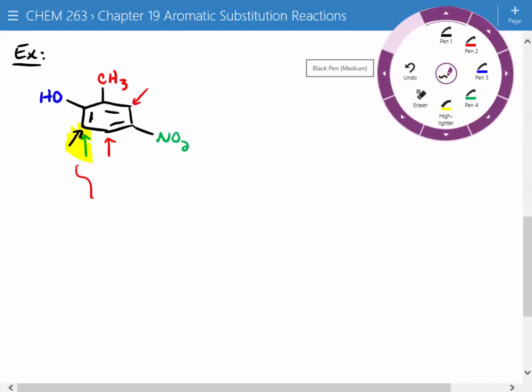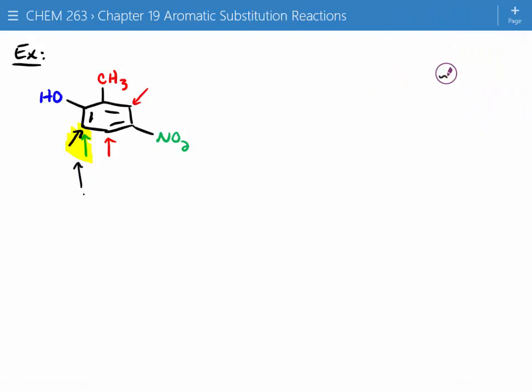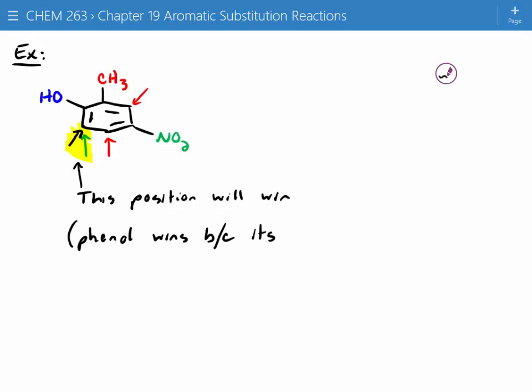Actually, let me change my colors here. So this position will win. Why is the phenol beating the methyl group as an activator? Because it's a way, way stronger activator. So in this case, phenol wins because it's the stronger activator.